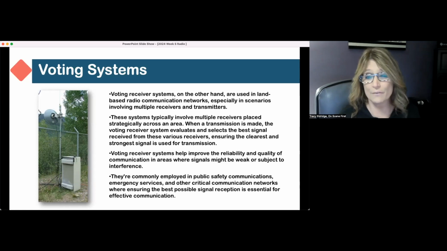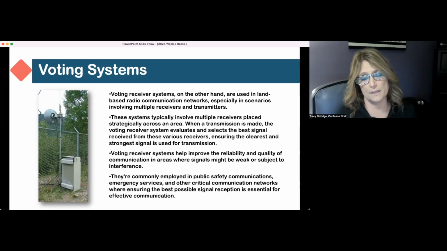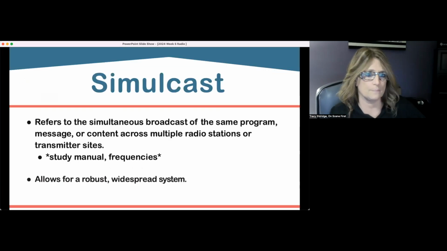I'm not going to go ahead and read all of this. Just know that they are used in public safety communications in some areas, especially areas where we have bad signal reception. So you could kind of think of them as mini repeaters, if you will. They're just using a little bit of a different technology there.